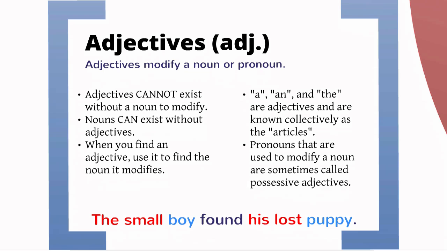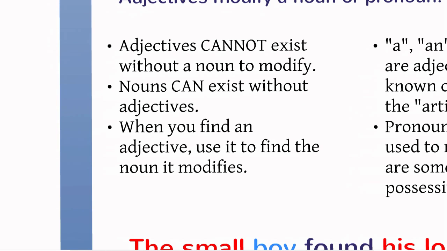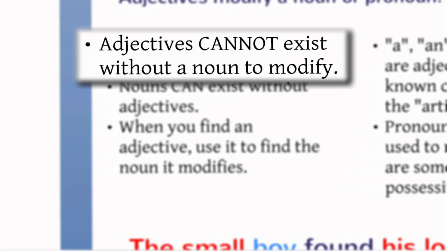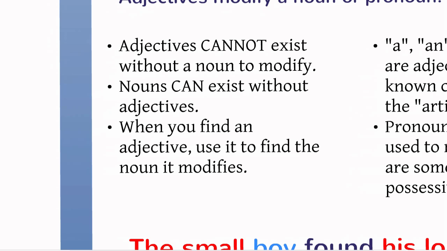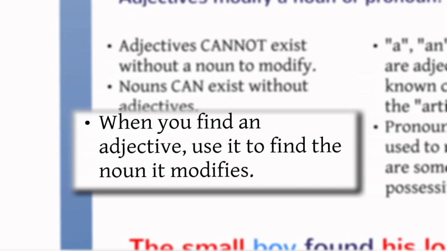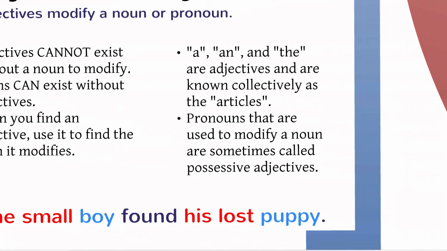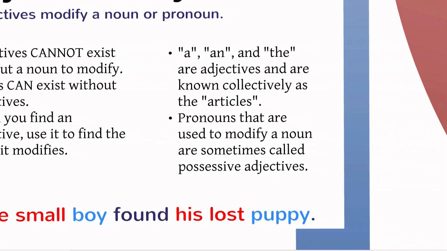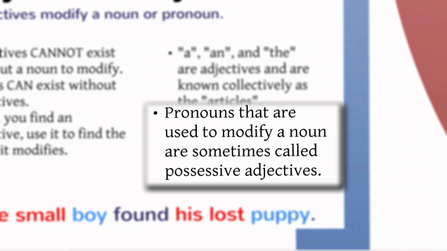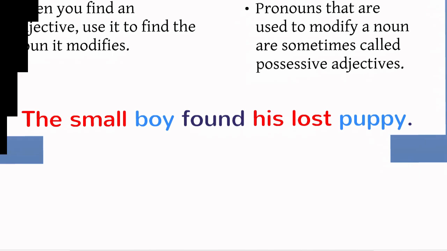Adjectives modify a noun or a pronoun. Let's take a closer look here. Some rules to remember about adjectives: they cannot exist without a noun to modify, or a pronoun. Nouns can exist without adjectives. Pronouns can also exist without adjectives. So, if we're going to be detectives about this, when you find an adjective, you can always use it to find the noun that it modifies. Something else, finally, I'd like you to remember here: a, an, and the are adjectives, and collectively they're known as the articles. One more little trick to pronouns: pronouns that are used to modify a noun are sometimes called possessive adjectives. Okay, so let's take a look at this example sentence.